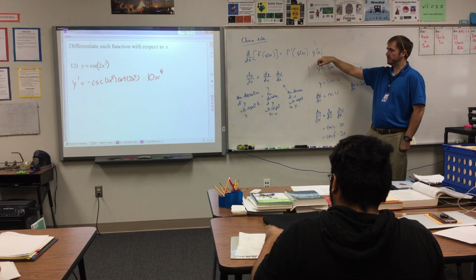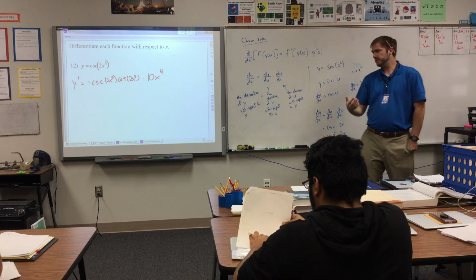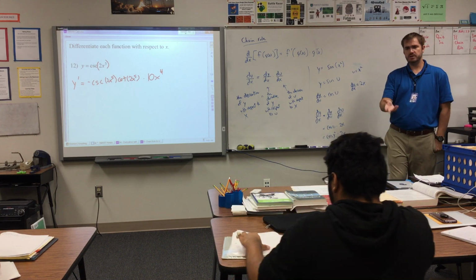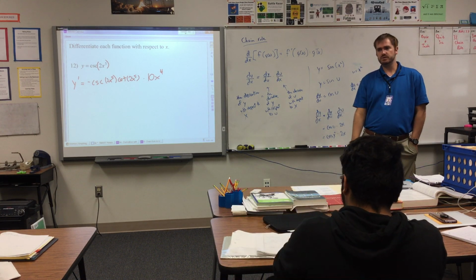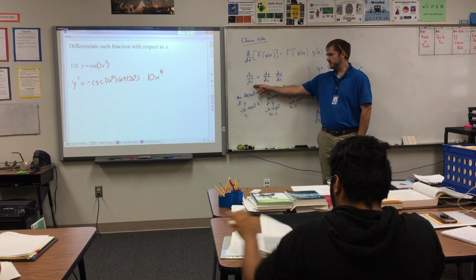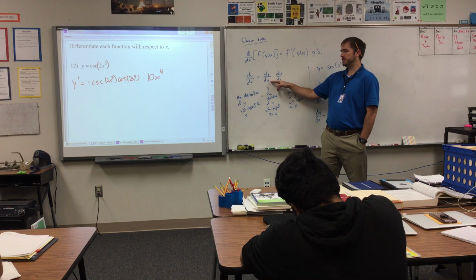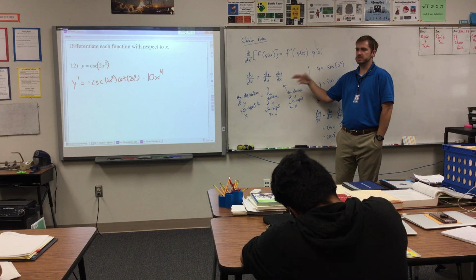times the derivative of the inner. There is another way that this is written. You saw this in the book. Many of you had this written down in your notes, so I wanted to explain it. You'll see the chain rule written as such: dy over dx equals dy over du times du over dx.